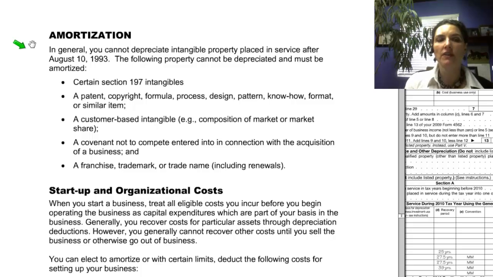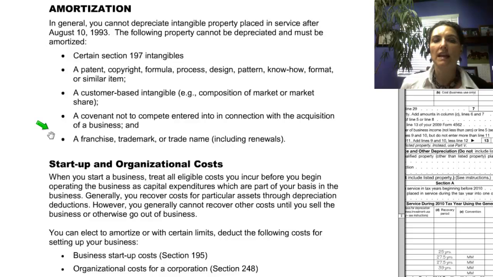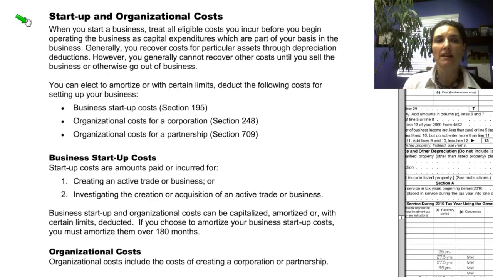Now we're going to move on to a discussion of amortization. In general, you cannot depreciate intangible property placed in service after October 10, 1993. The following property cannot be depreciated and must be amortized. Certain Section 197 intangibles: a patent, copyright, formula, process, design, pattern, know-how, format, or similar item. A computer-based intangible, for example, a composition of market or market share. A covenant not to compete entered into in connection with the acquisition of a business, and a franchise, trademark, or trade name, including renewals.